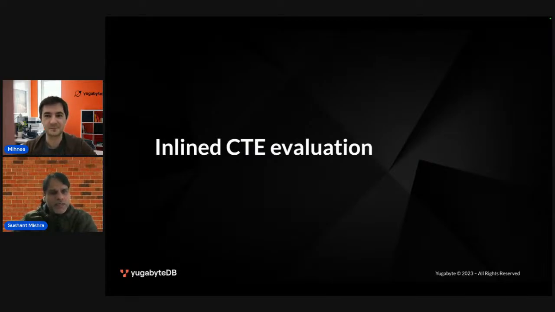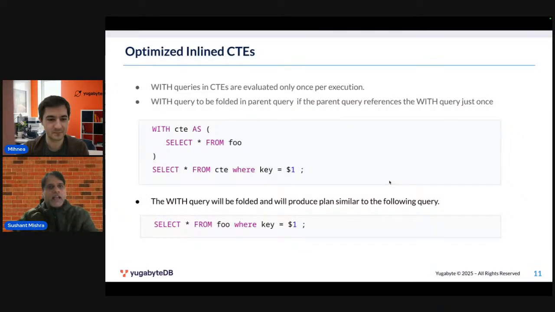So moving on to the next feature, inline CTE evaluation. In a CTE case, the query in the CTE clause, which is select star from foo here, is evaluated only once for execution. With the inlining, if the CTE clause is only referenced once, then the select star from foo can be folded together with the parent query.